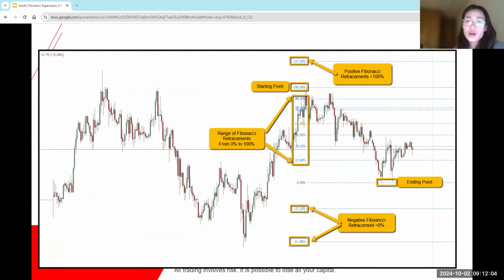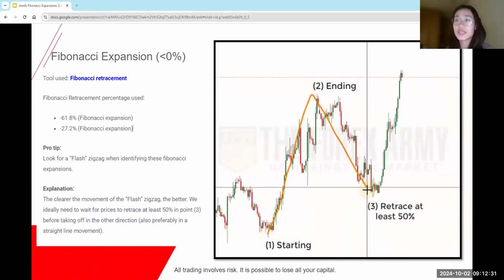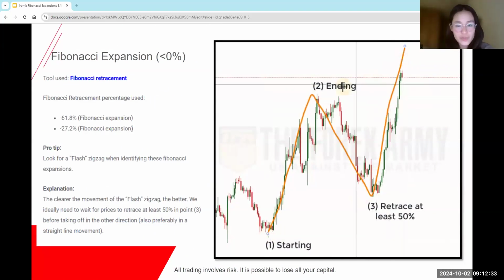So here you can see all the different Fibonacci numbers that we mentioned in the previous slide, and how it looks drawn out. You want to take note of the starting and the ending points of your trend line. The mid-range, again, are the retracements. The more than 100% are your extensions, and the negative are the expansions. Okay, so today we'll just be focusing on the negatives, which are your Fibonacci expansions.